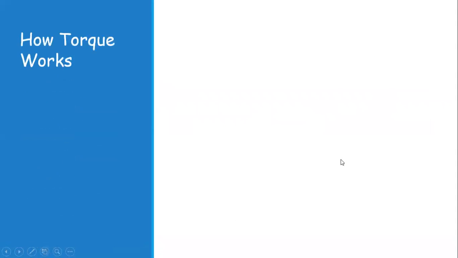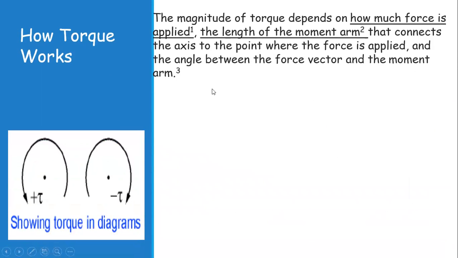So the factors affecting the torque: the magnitude of the torque depends on, first, how much force is applied; second, the length of the moment arm that connects the axis to the point where the force is applied; and third, the angle between the force and the moment arm. So there are three factors on which the torque depends. The more the force applied, the more the torque. The more the length of the moment arm, the more the torque. And torque is also affected by the angle between the moment arm and the force.